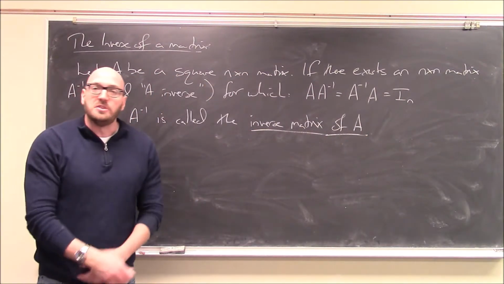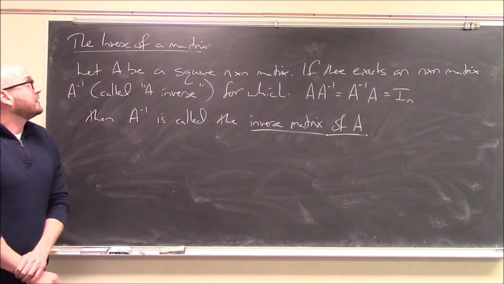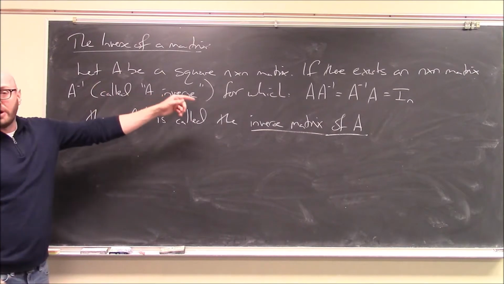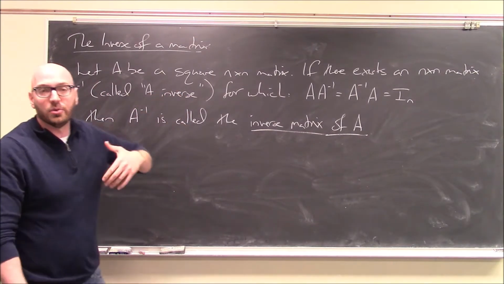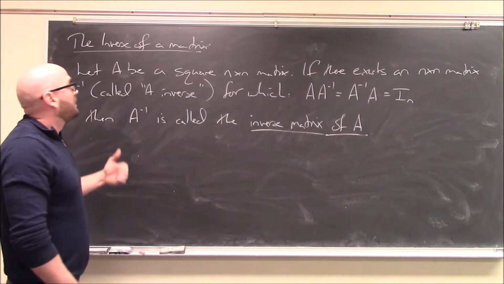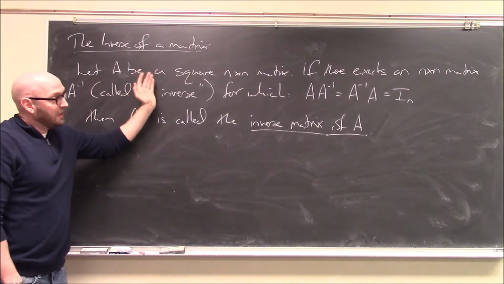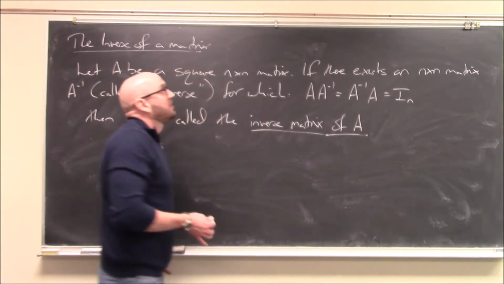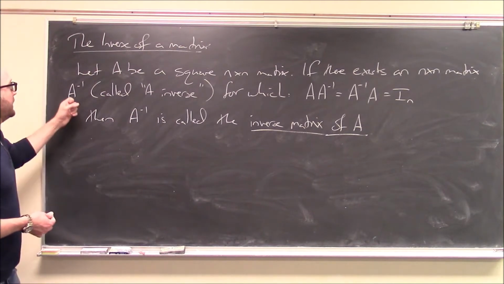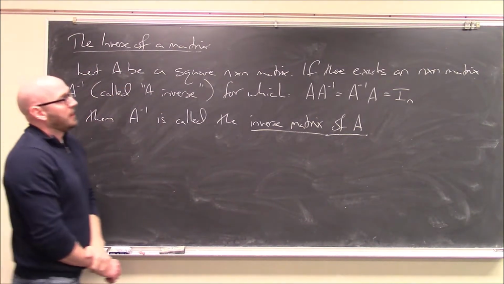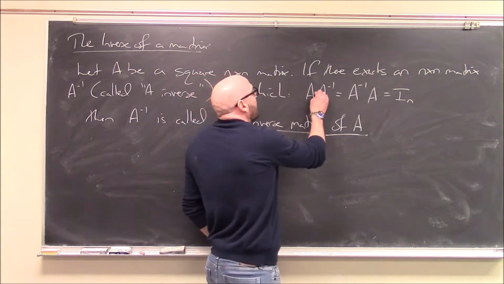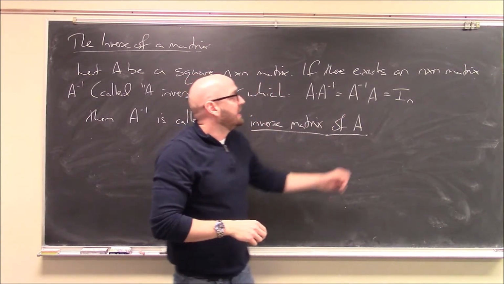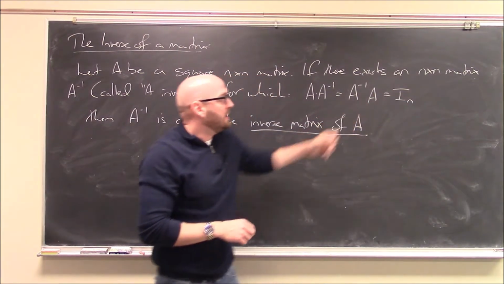Okay, so here's our definition for the multiplicative inverse of a square matrix. Let A be a square n by n matrix. This is important. We're only talking about square matrices now. So every single time I talk about a matrix, in this case it will be a square matrix, n by n in particular. If there exists another n by n matrix that I'm denoting A inverse, that has the following property: when I multiply A by A inverse on the right, or I multiply A by A inverse on the left, I get out the n by n identity matrix I sub n.